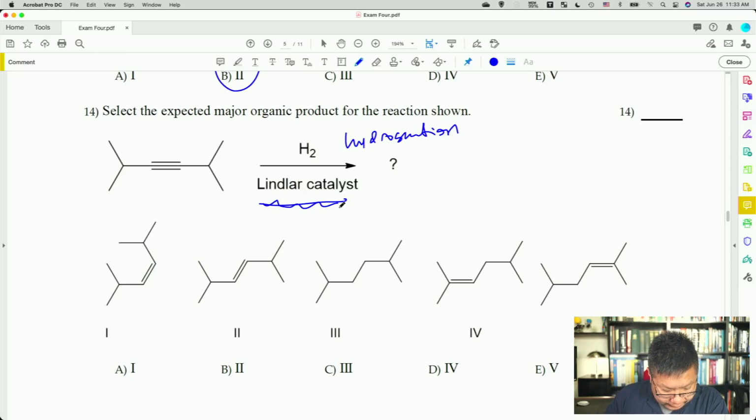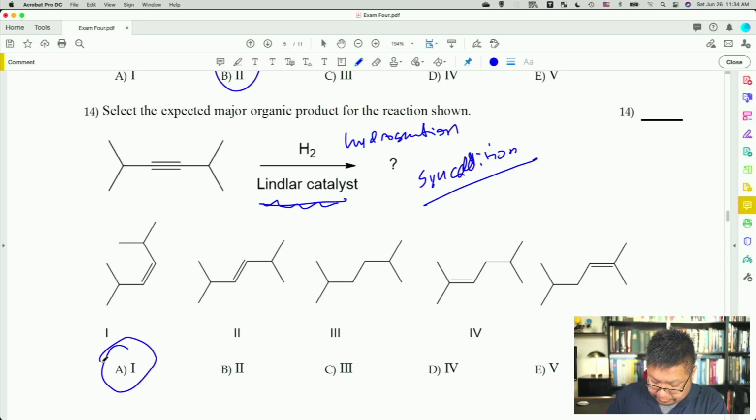And then, unlike the previous question, this one will be syn addition, not anti-addition, right? And the product of a syn addition will be a cis alkene. And so the answer there is 1, because that's the only one that's got cis right there. It's cis at the right carbon. That's a trans. There's not even a double bond there. That's at the wrong carbon. And that's at the wrong carbon. So that's A.